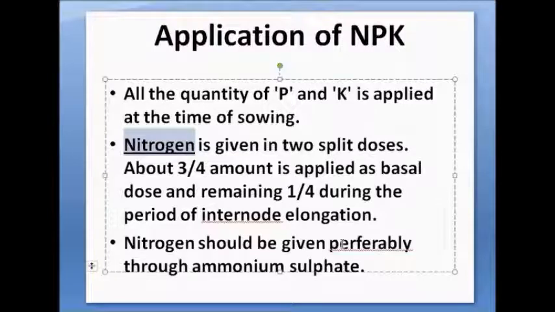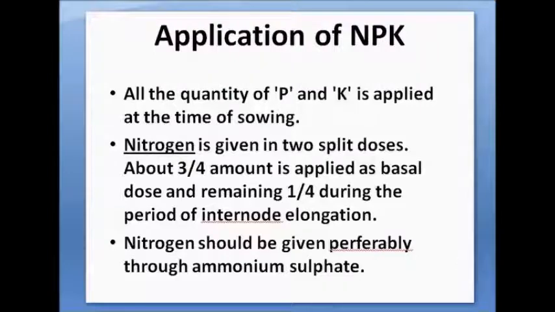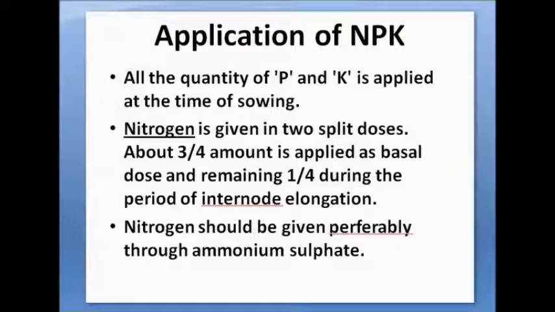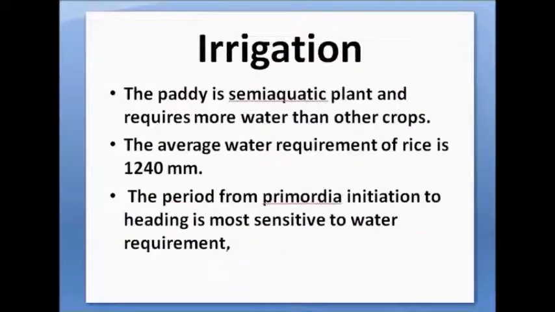Now this nitrogen should be given in ammonium sulfate form. Nitrogen can be given in ammoniacal form, but here ammonium sulfate form is good for nitrogen development. Why is it so? Because this ammoniacal form or ammonium sulfate form is absorbed rapidly and comparatively leaching loss is less, and it also contains sulfur. You know that sulfur is one of the nutrients required for growth. So this is the method of application of NPK.